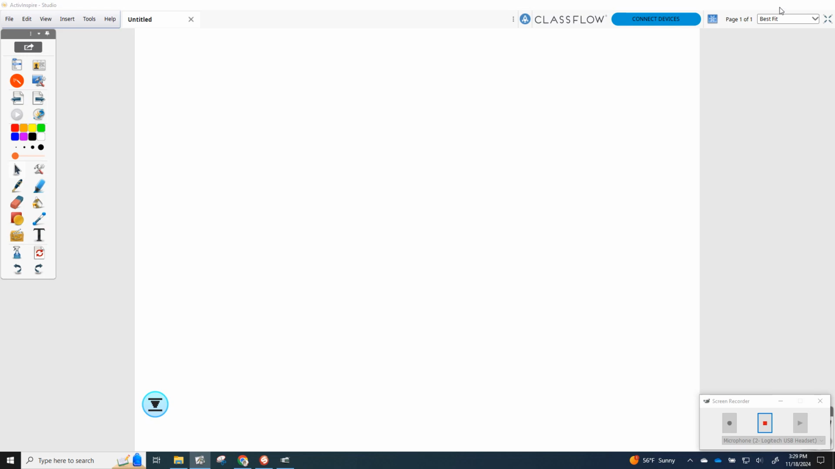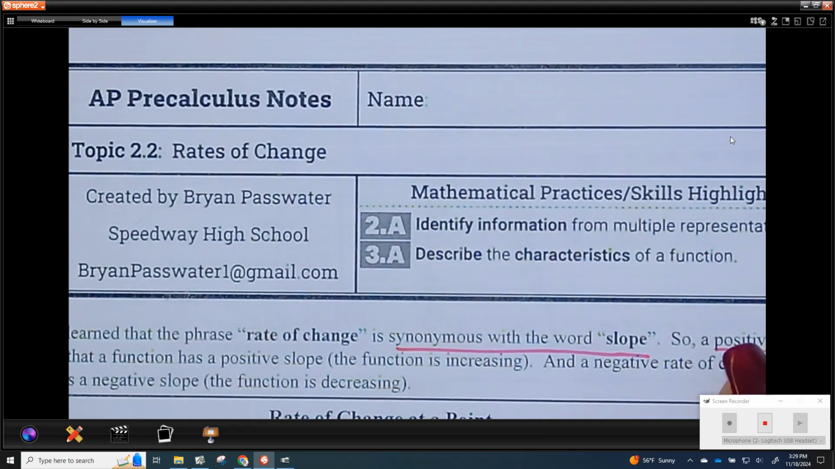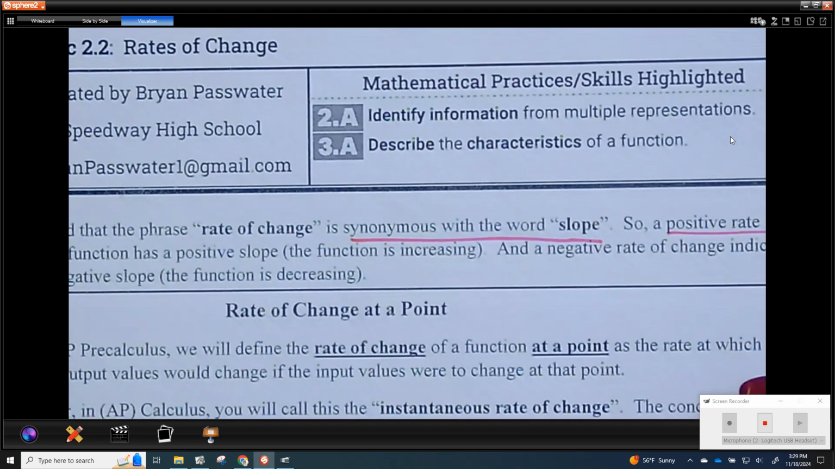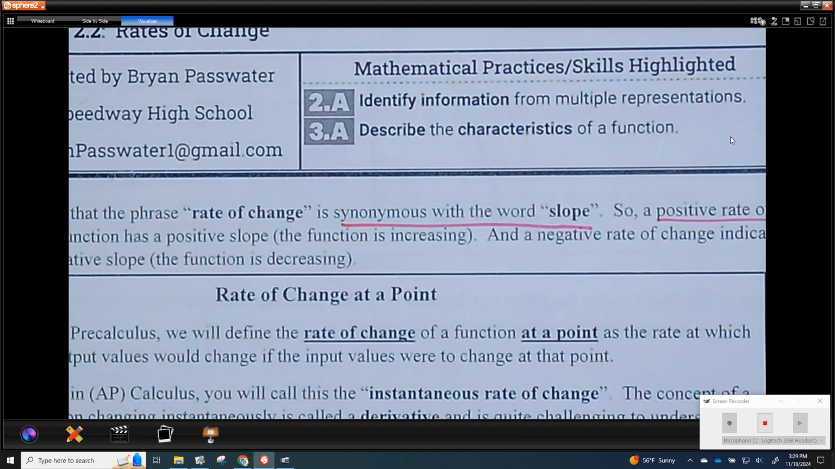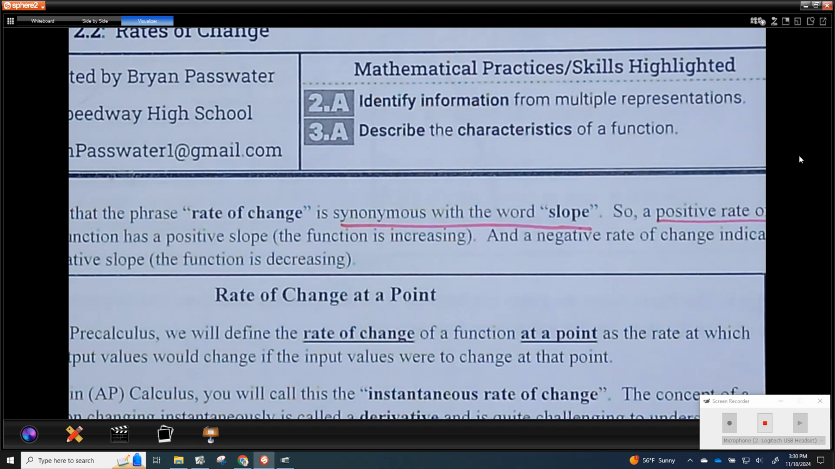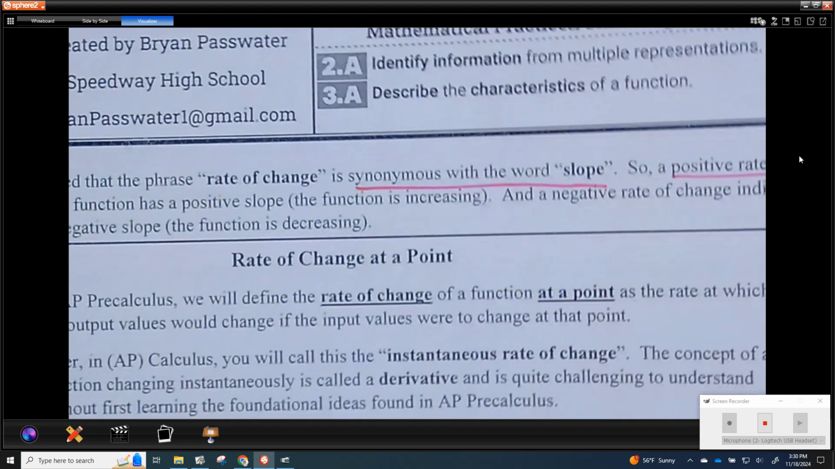Hi, today I'm going to do 2-2 rates of change. The math practices that we are going to go over are identify information from multiple representations and describe the characteristics of a function.